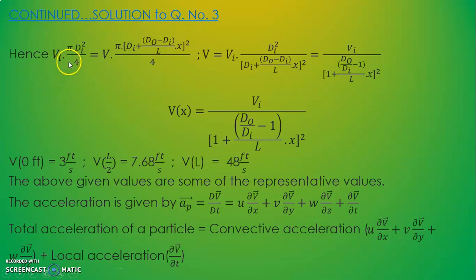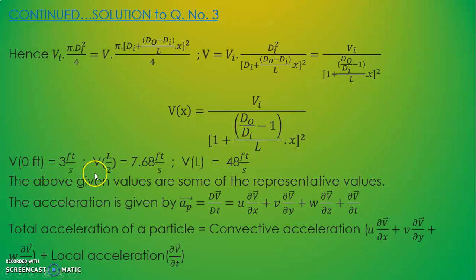Hence, Vi into pi Di square divided by 4 is equal to V into pi into (Di plus (Do minus Di) by L into x) whole raised to the power 2 divided by 4. The velocity is the same, so the equal sign is used. So this particular term is taken to this side. So we get V of x is equal to Vi divided by (1 plus (Do divided by Di minus 1) divided by L into x) whole square.